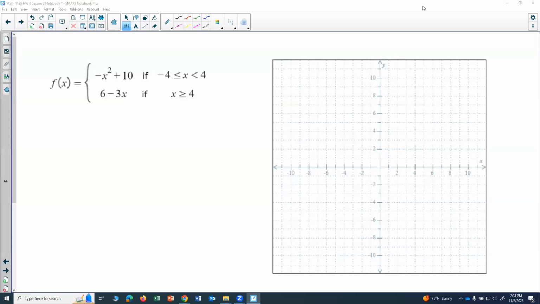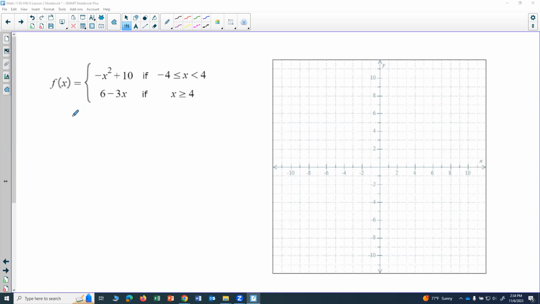In this video, we'll look at graphing a piecewise function that involves a quadratic, a linear function, and in some cases, a constant function. In this example, we have f of x equals negative x squared plus 10 if x is greater than or equal to negative 4 and less than positive 4. And f of x equals 6 minus 3x if x is greater than or equal to 4.